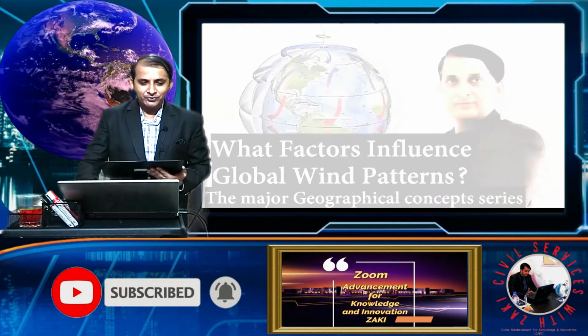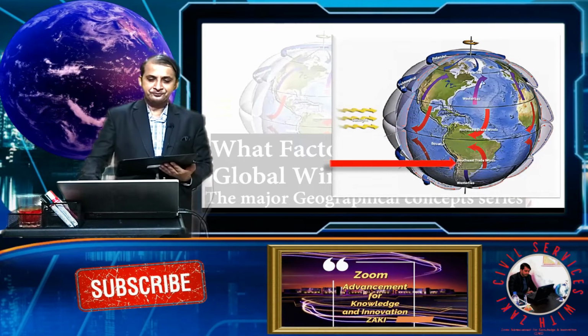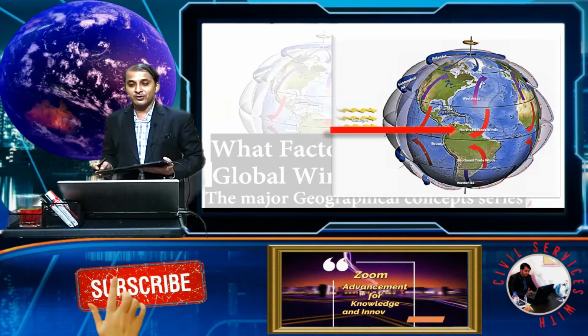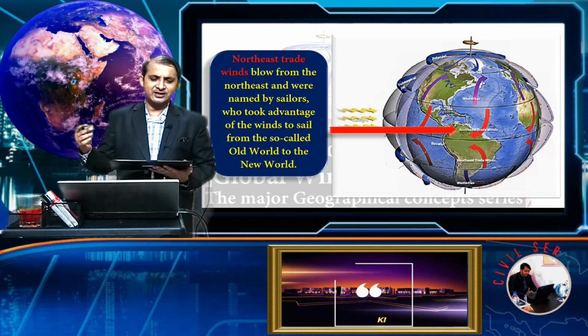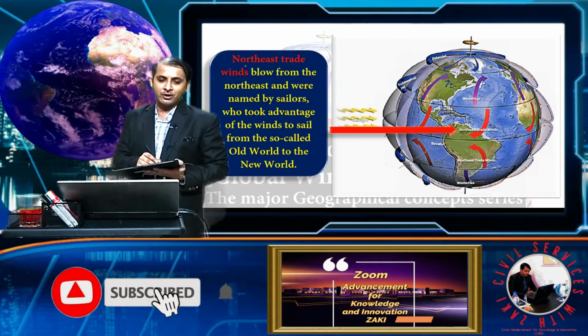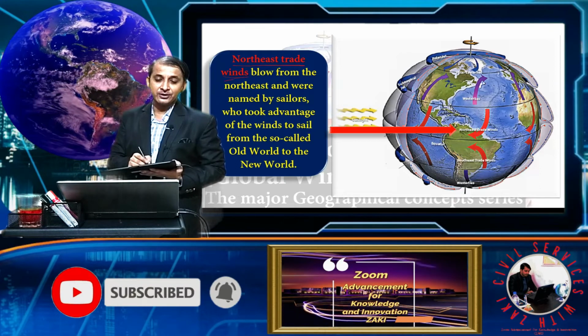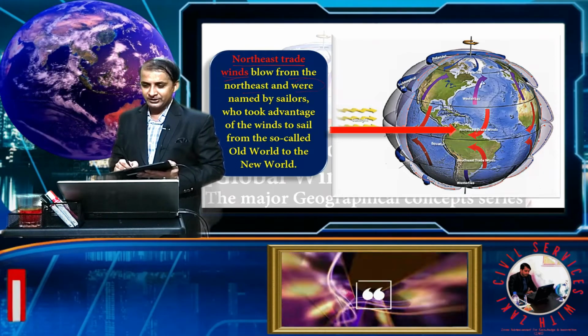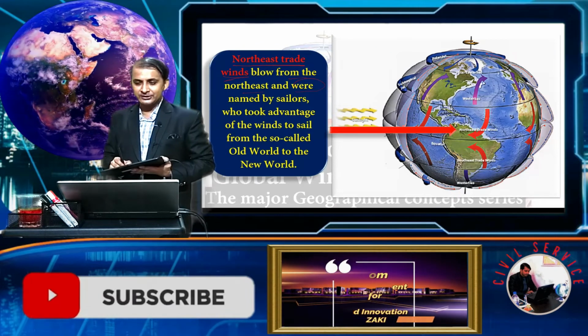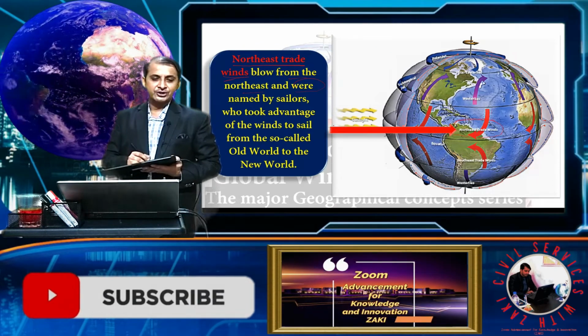Let's move forward and see here. Now we see the northeast trade wind, which is commonly called easterly. The northeast trade wind blows from the northeast and is deflected in this area, and it is called the northeast trade wind.